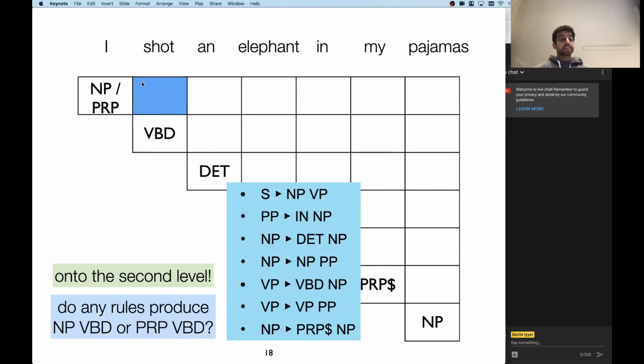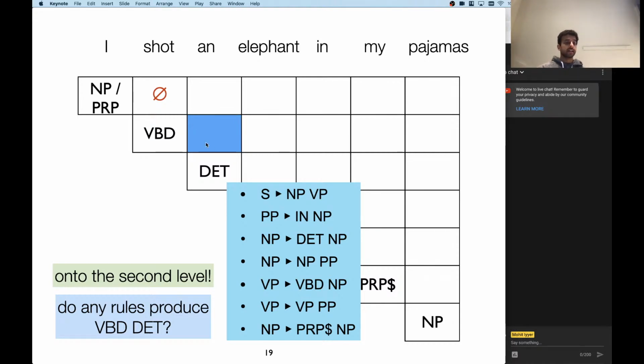Okay, so this cell spans "I shot", and we're looking for a combination of any of these non-terminals in our grammar that forms a new non-terminal. So I would look for NP VBD. I see no NP VBDs. I see a VBD NP, but the order matters, because this means a verb followed by a noun phrase forms a verb phrase. We have here a noun phrase followed by a past tense verb, so I don't see any rules that allow for that combination. I also don't see any that start with PRP VBD on the right-hand side. So I can't form any non-terminal with my grammar that spans the phrase "I shot".